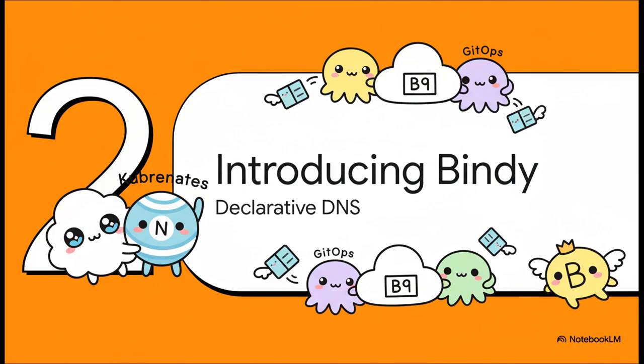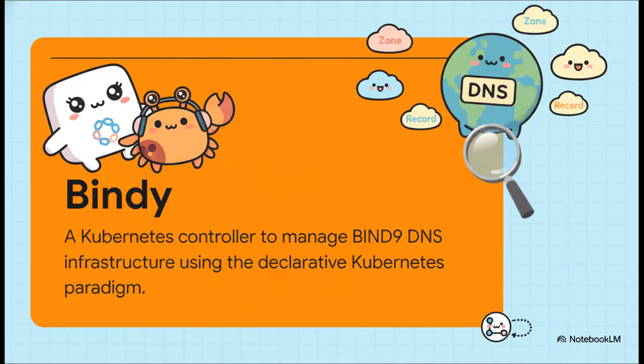Well, that brings us to our main tool for the job, Bindy, the declarative DNS controller for Kubernetes. So what is Bindy exactly? Well, at its heart, it's a Kubernetes controller. It's written in Rust, so it's super high performance. And what it does is let you manage BIND9 using the same declarative style you use for everything else in Kubernetes. You just define the state you want in YAML, and Bindy's reconciliation loop works tirelessly to make it a reality.